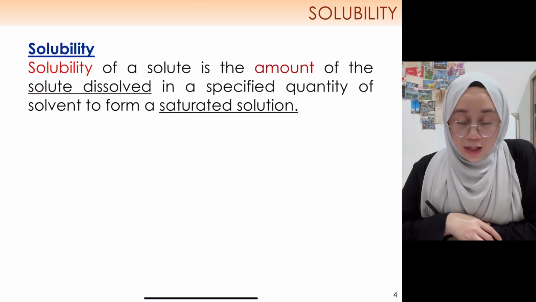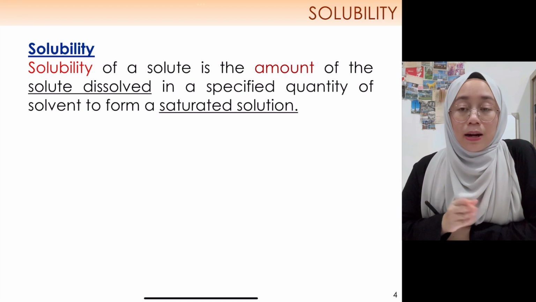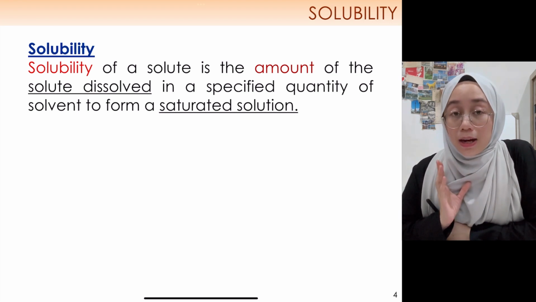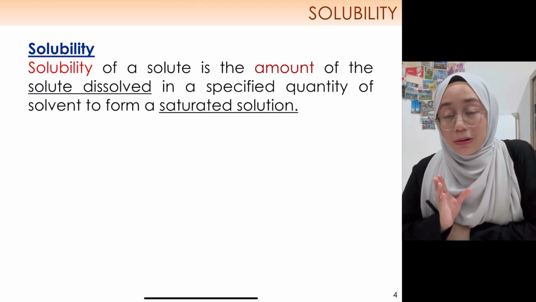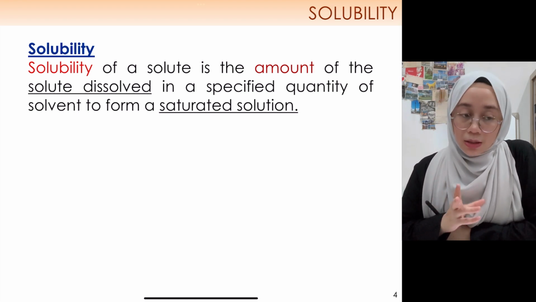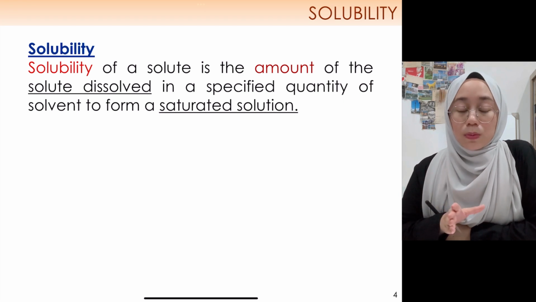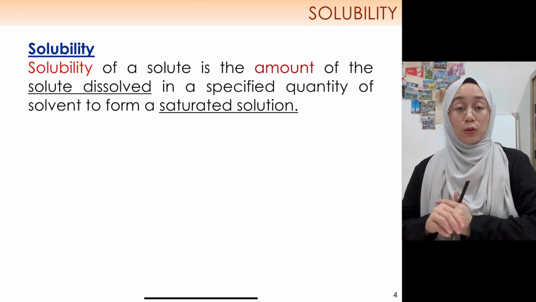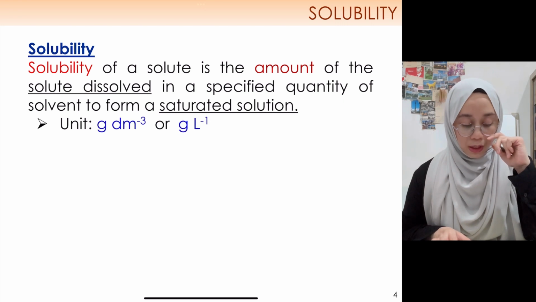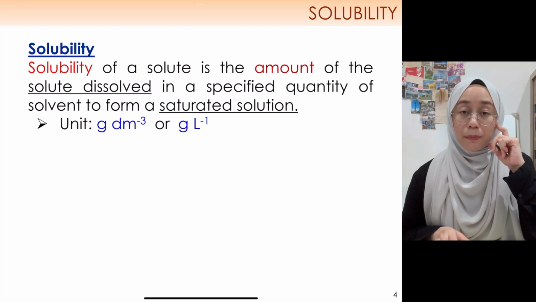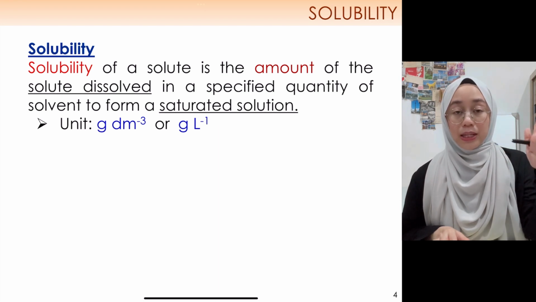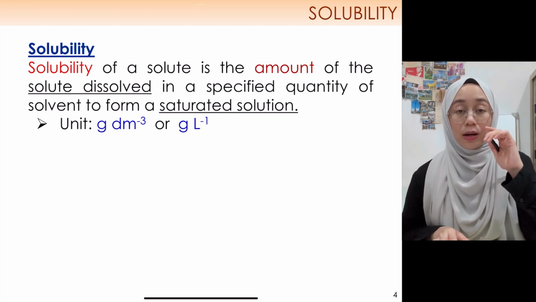Okay, because garam ni dia ada solubility dia sendiri sebenarnya. Okay, so nanti as long as garam tu masih lagi boleh dissolve dalam water tu, sebenarnya bukan garam lah kalau kita tengok kepada ionic compound. Sebenarnya ionic compound as long as dia boleh dissolve dalam water tersebut, dalam solution tersebut, kita panggil sebagai saturated solution. Okay, so unit untuk solubility kita akan tengok sama ada dalam gram per decimeter cube ataupun gram per liter, macam unit density kan sebenarnya. Okay, tapi fokus dia lebih kepada pasal solubility untuk ionic compound dalam solvent.